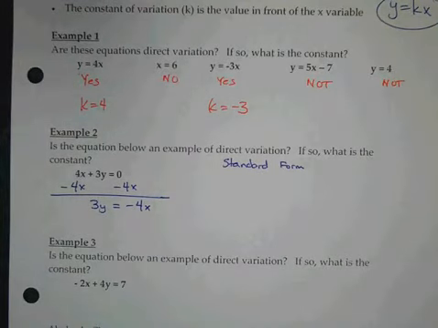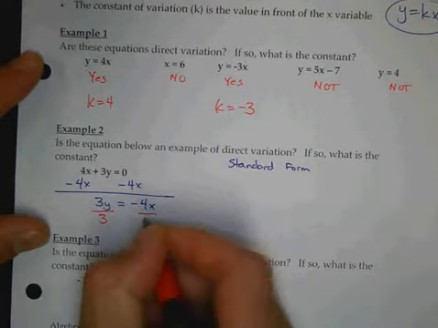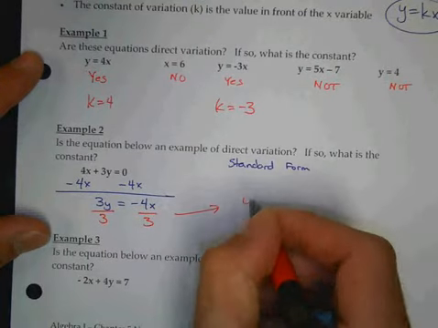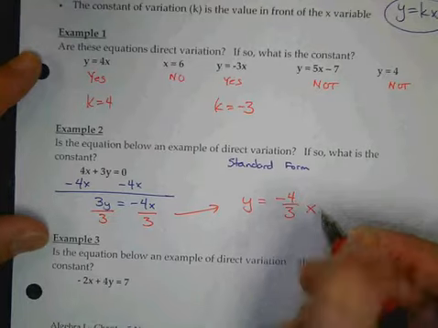I'm not quite to y equals x yet. How do I get rid of the 3 in front of the y? Okay, so divide by 3. So take each one and divide by 3. That gives you the equation y equals negative 4/3 x.